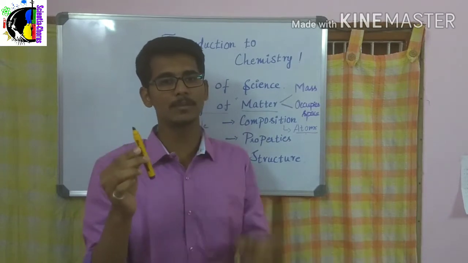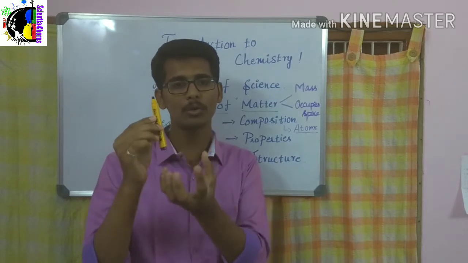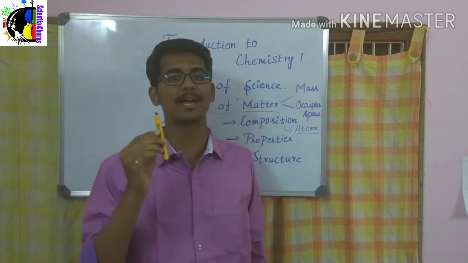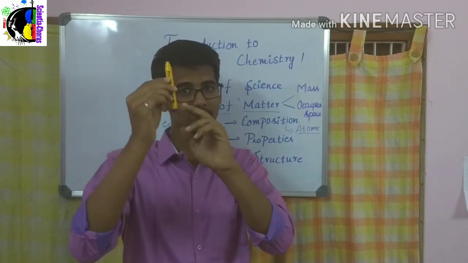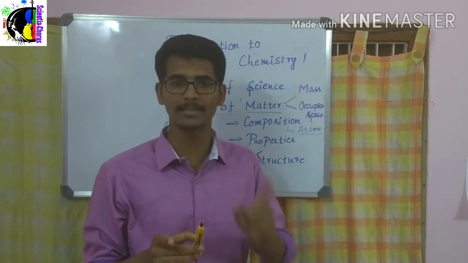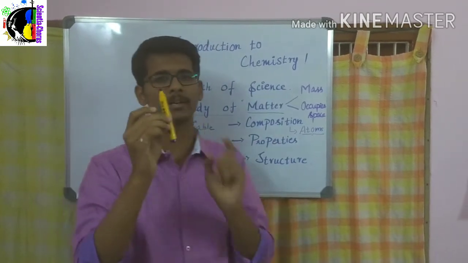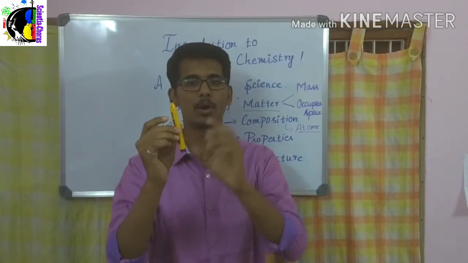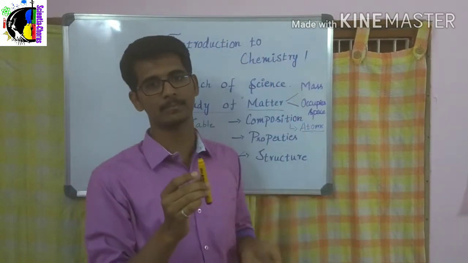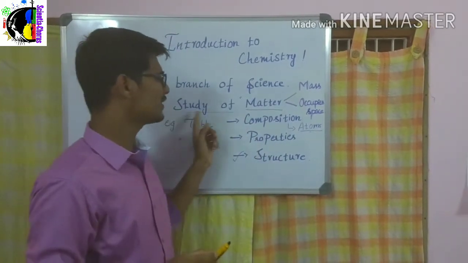And don't confuse mass and weight. Mass is the amount of matter present in a particular substance. Weight is the gravitational force acting on that substance. The SI unit of mass is kilogram, and in the case of weight it is Newton. So this substance is matter, which occupies a particular space and has some mass, including our air.